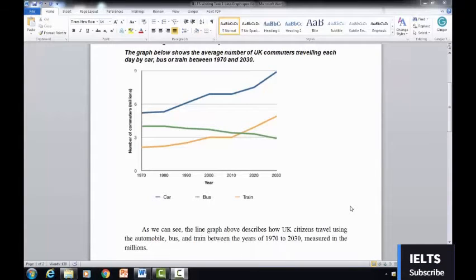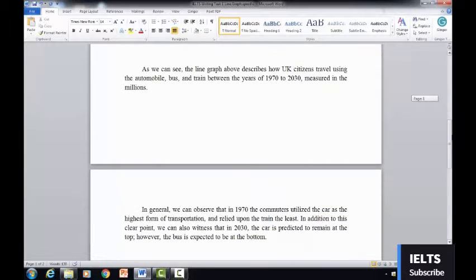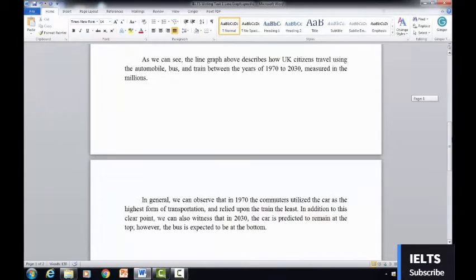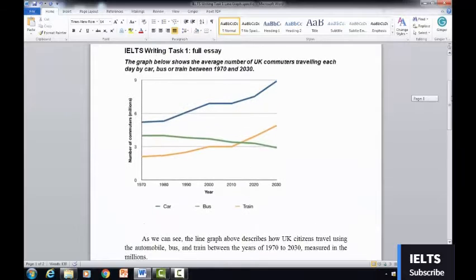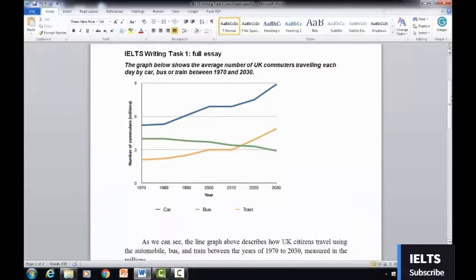Okay, so now let's move forward and do the specific paragraphs now. All right, these are paragraphs 3 and 4, right? We've done our introduction for this line graph. We've done our general overview for this line graph. And now we need to do our third and fourth paragraphs.